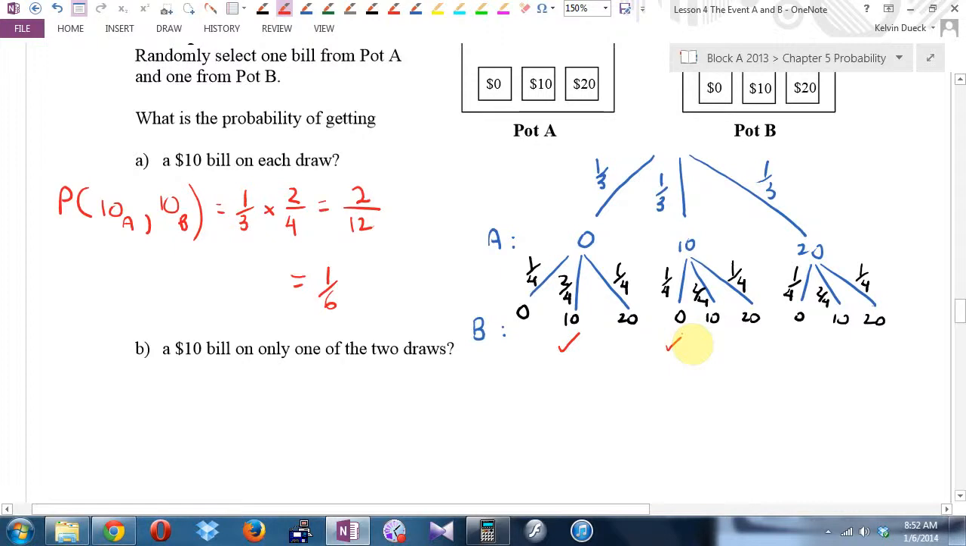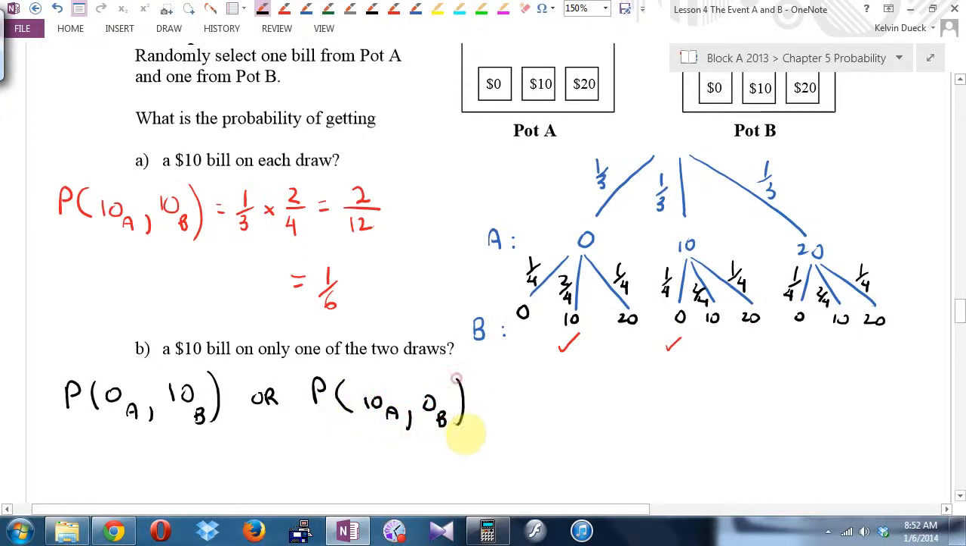Now, in terms of a tree, it's going to be 1/3 times 1/4 plus 1/2 times 1/4 because it's multiplied down, add across. But let's do it in probability speak. Here's what this is really saying. Probability of, let's do it right, 0 and 10. That's one possibility.